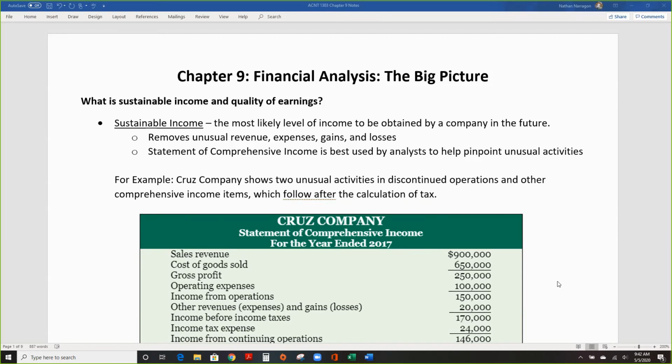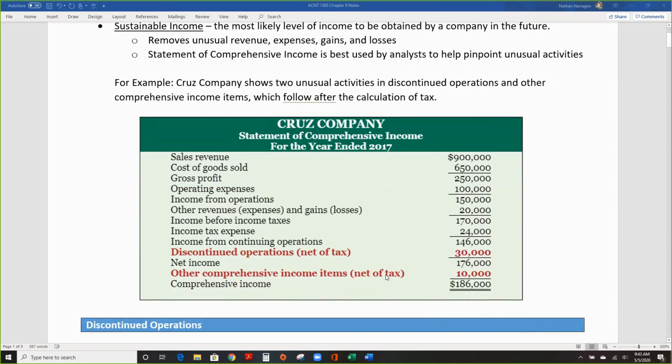We're going to use something known as a statement of comprehensive income, which is the best way to analyze and help pinpoint unusual activities. So of course, we're going to have a lot of examples, a lot of financial statements in this chapter. Again, we're looking over and trying to analyze what's going on. So here's our statement of comprehensive income, and the stuff that's going on, sales revenue, cost of goods sold, gross profit, all this is regular course. But it gets down here to discontinued operations. Now that's going to be unusual for us. These two things in red.